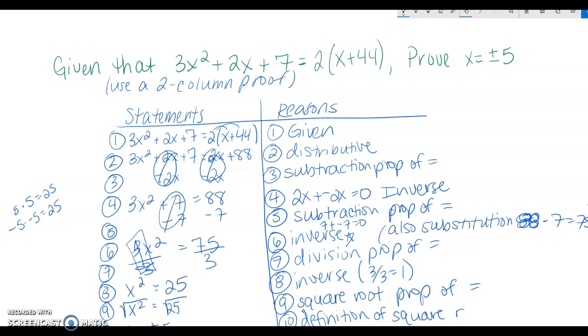And we have achieved the final step. So we were told to prove that x is equal to plus or minus 5. So therefore we know that we're done, and we've done everything in accordance with deductive reasoning. We followed step by step. So we're done.